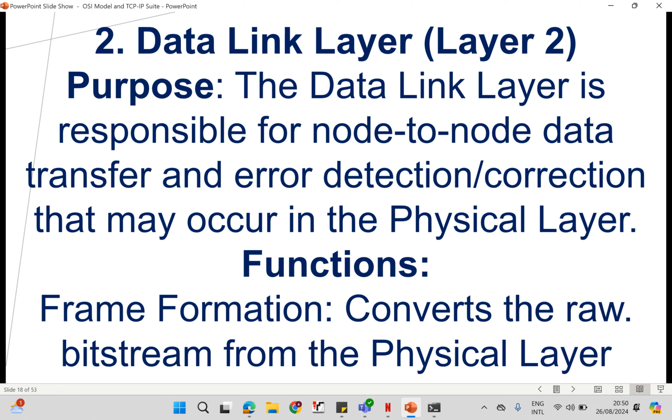Layer 2, which is our data link layer. The purpose, why do we need layer 2? The data link layer is responsible for node-to-node data transfer. When you hear node-to-node, you are talking about one device to another device, one PC to another PC. The data link layer is responsible for node-to-node data transfer and error detection and correction that may occur in the physical layer. So it ensures that there is data transfer.